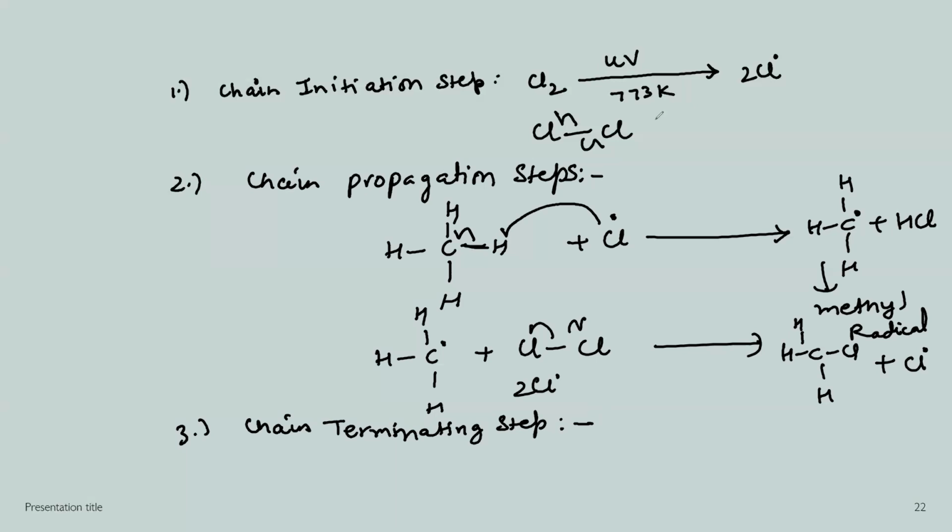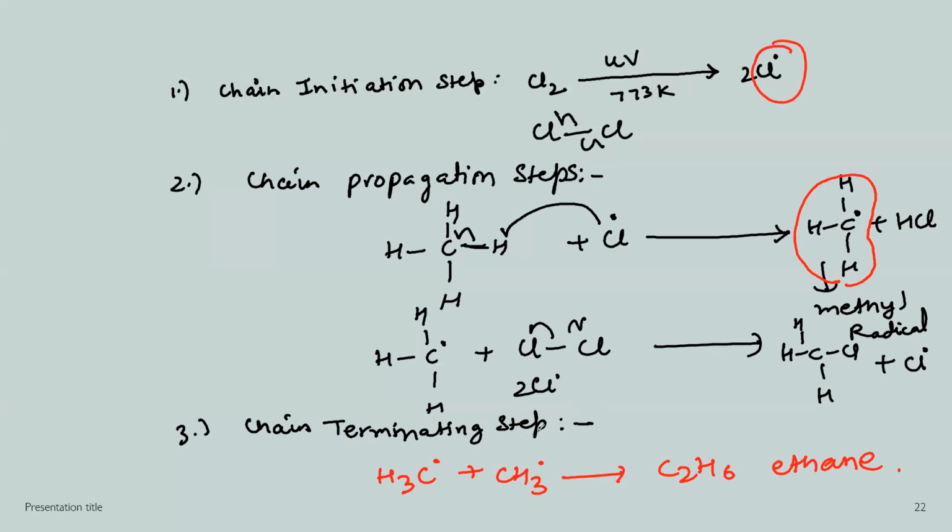Can you see here, we have a free radical. Let me take this free radical. This free radical can combine with another radical of the same type and form C2H6, which is ethane. This could be the first possibility. Another possibility, we have a chlorine radical. This chlorine radical will combine with another chlorine radical to form Cl2. So this can be a second possibility.